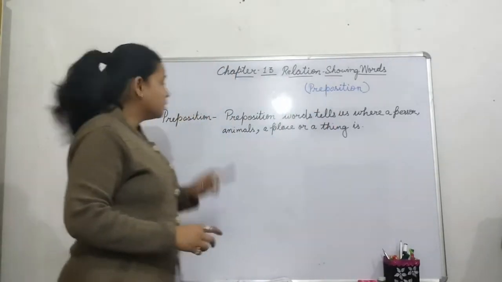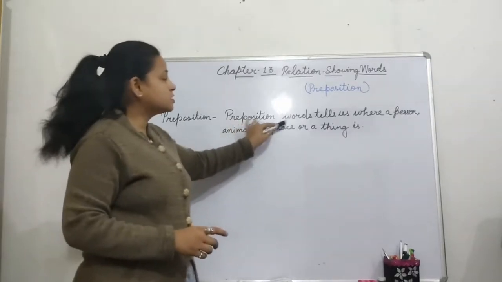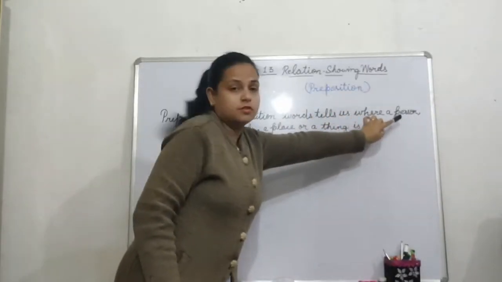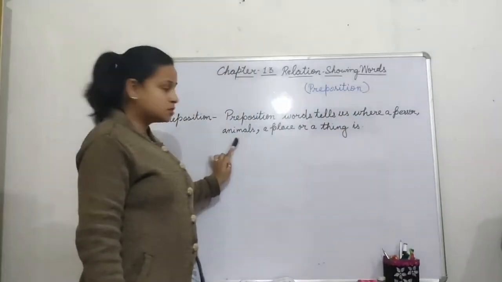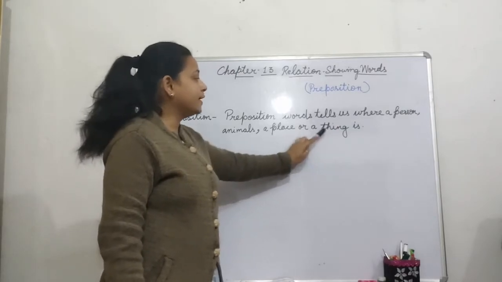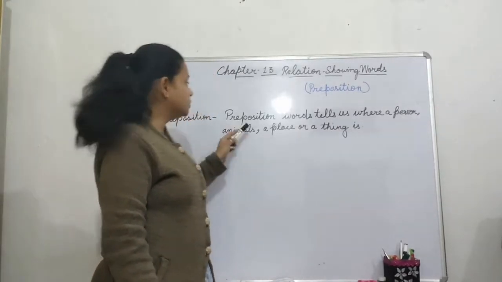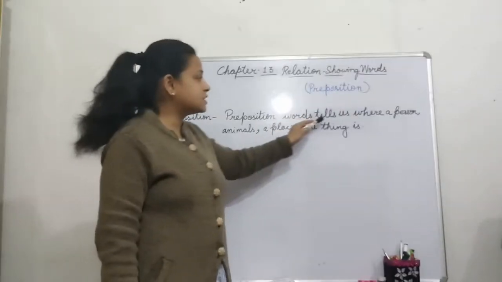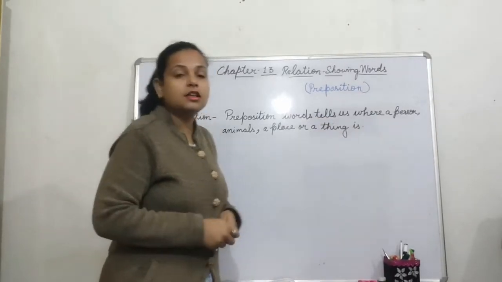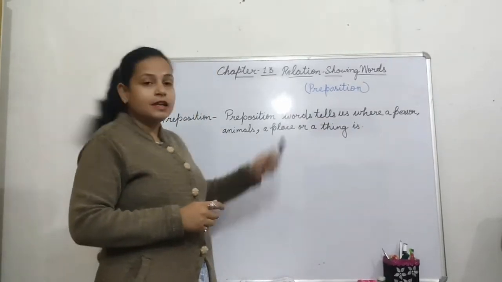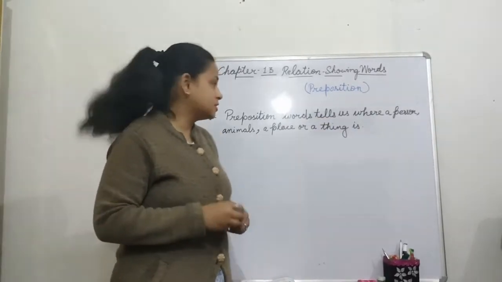Preposition words tell us where a person, animals, a place or a thing is.